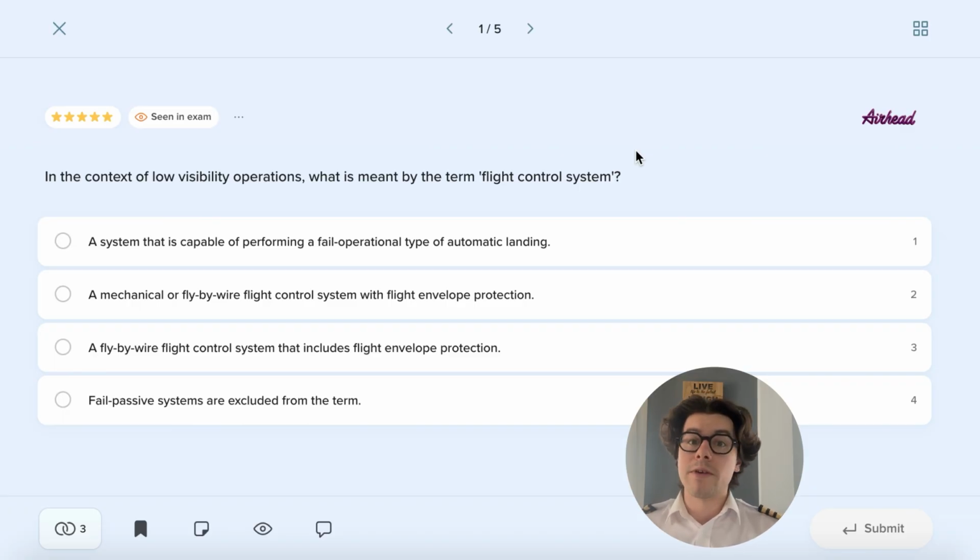unless there is a supporting hybrid system such as the HUD or synthetic vision displays, which will allow the pilots, pending special approvals, to continue the approach. So a flight control system will be a system. It can be fail passive, are excluded from the term. That is not correct. There are fail passive and fail operational, and a system that is capable of performing a fail operational type of automatic landing, and this will be the correct answer.